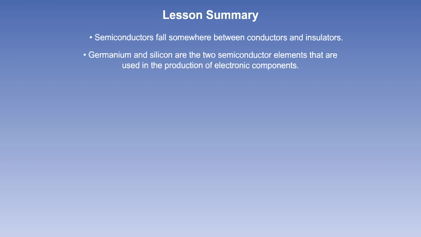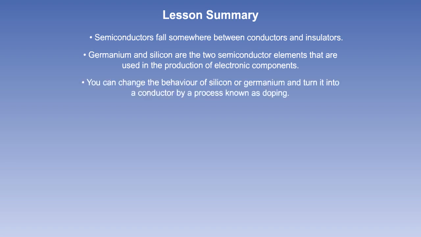That is the end of the lesson. Here are the main points. Semiconductors, as their name would imply, fall somewhere between conductors and insulators. Germanium and silicon are the two semiconductor elements that are used in the production of electronic components. You can change the behavior of silicon or germanium and turn it into a conductor by a process known as doping.